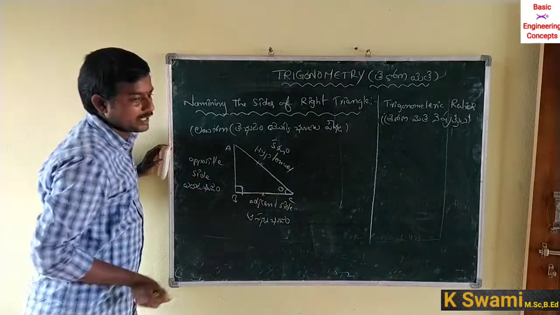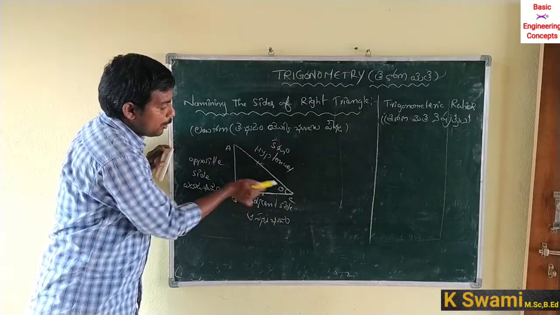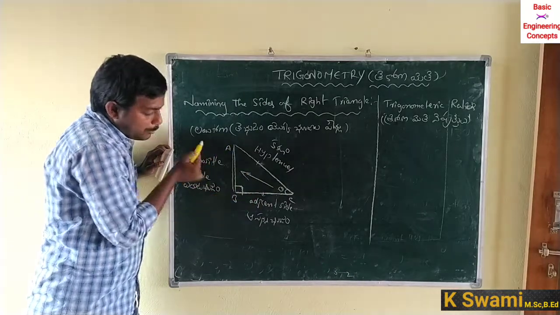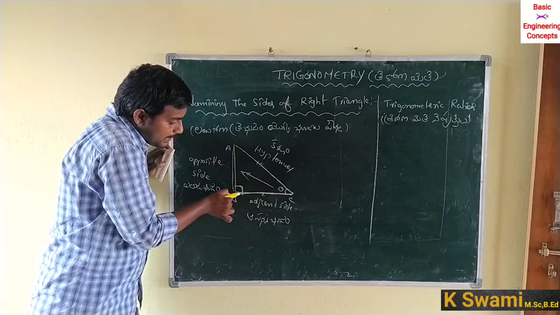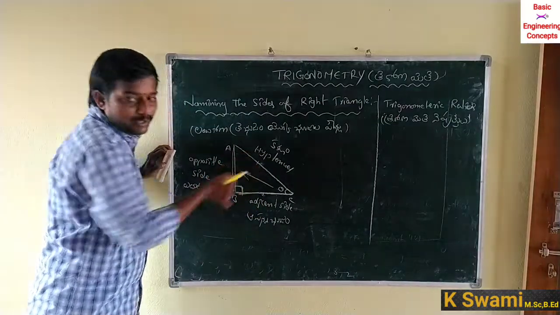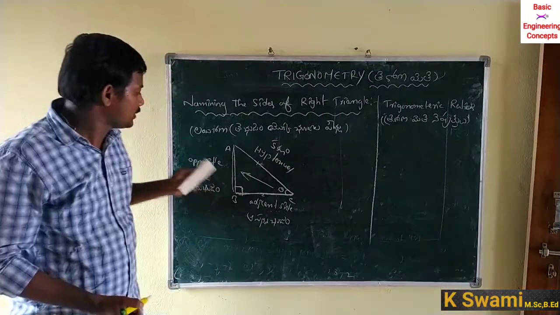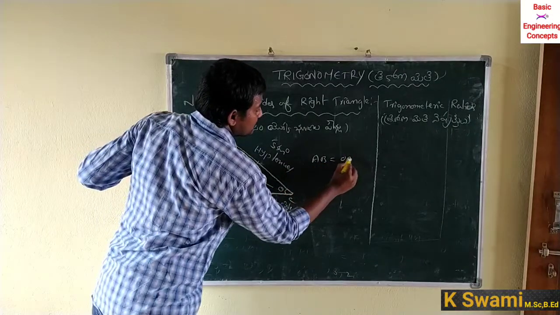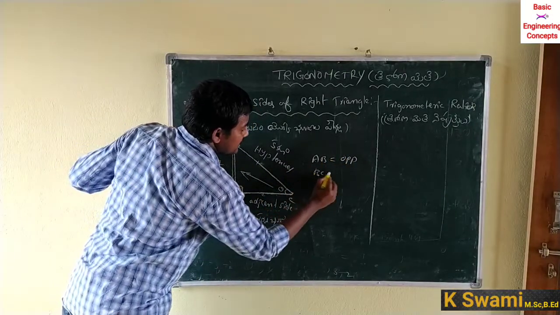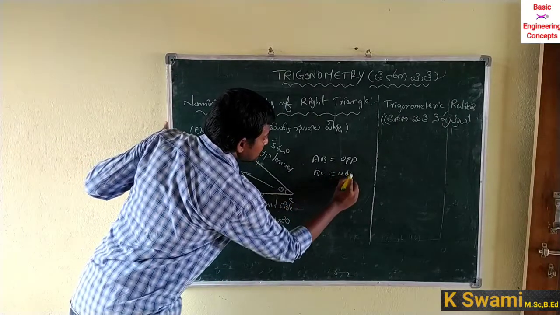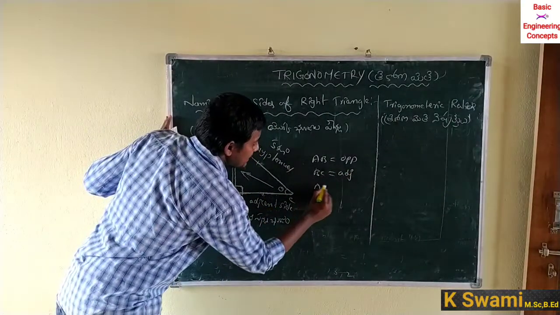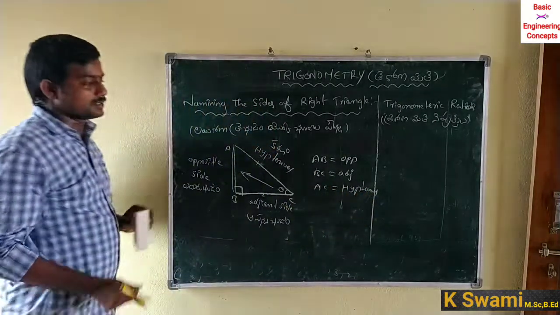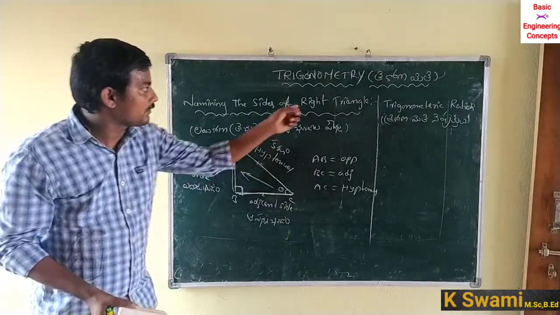Theta is any angle in the right triangle. The side opposite theta is called the opposite side, this is called the adjacent side, and this is called the hypotenuse. So AB is called the opposite side, BC is called the adjacent side, and AC is called the hypotenuse. So these are called the sides of a right triangle.